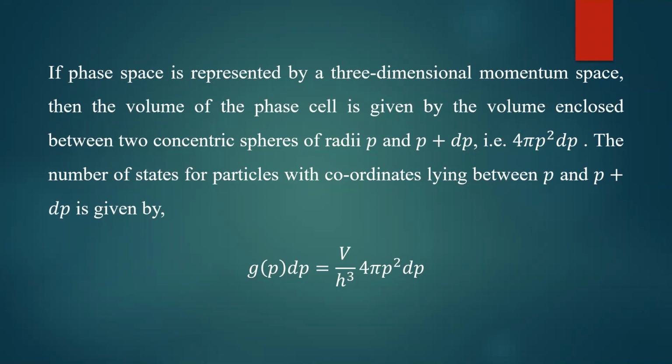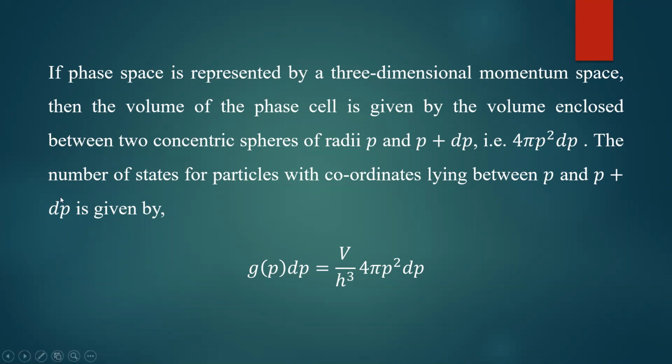What is that 4 pi p square? That represents the surface area of the sphere, multiplied by the thickness of that hollow sphere. So that will give you 4 pi p square into dp. That is the volume of one phase cell. Such phase cells have to be considered repeatedly. A large number of those phase cells constitute the phase space. Then what will be the density of states?